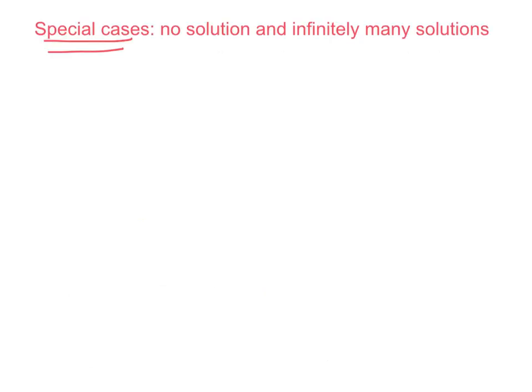Now there are special cases when you're solving equations. The book's going to call it identity. We're going to call it infinitely many solutions. So infinitely many solutions means you have many solutions. No solution means there is no solution. So let's start off with two examples and see what happens. Example number 4. We're just going to solve the equation for A.